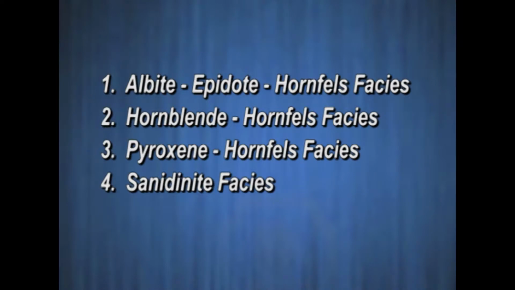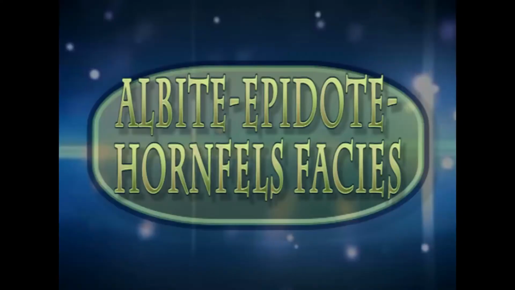Dalradian. The facies of low pressure are listed below in order of increasing temperature of metamorphism, that is, first, Albite Epidote Hornfels Facies; second, Hornblende Hornfels Facies; third, Pyroxene Hornfels Facies; and fourth, Sanidinite Facies. If we move from Albite Epidote Hornfels Facies to Sanidinite Facies, the temperature usually increases and pressure normally decreases.